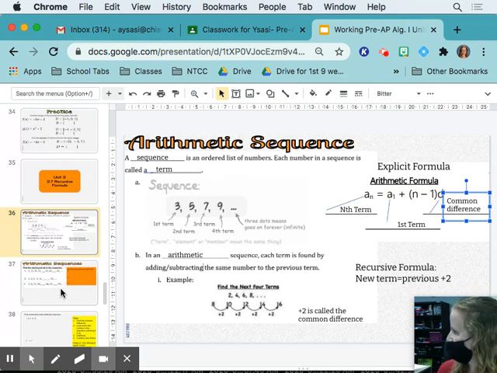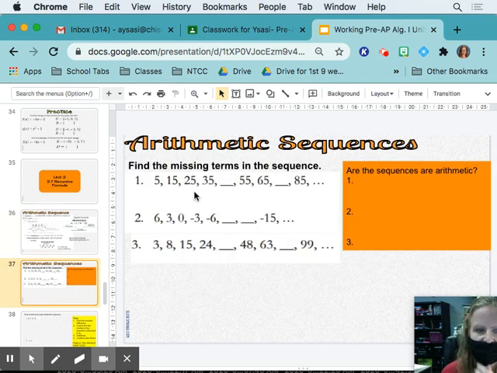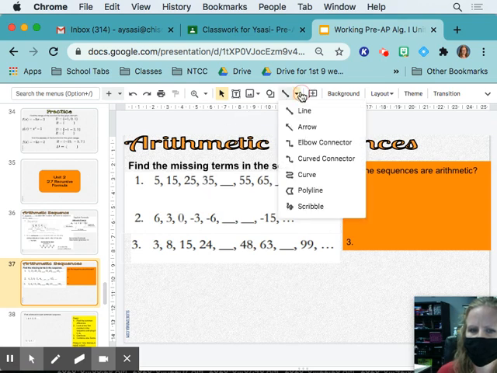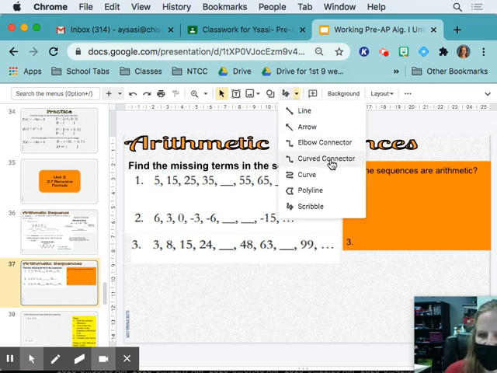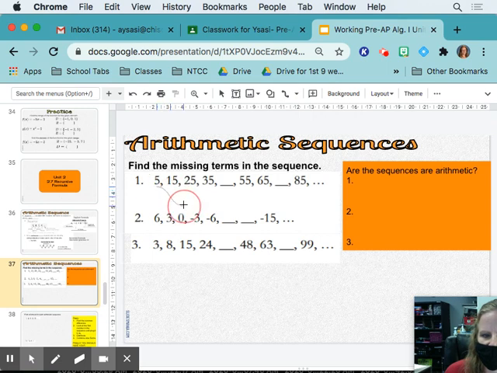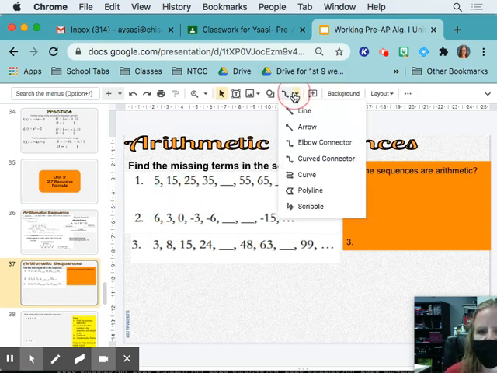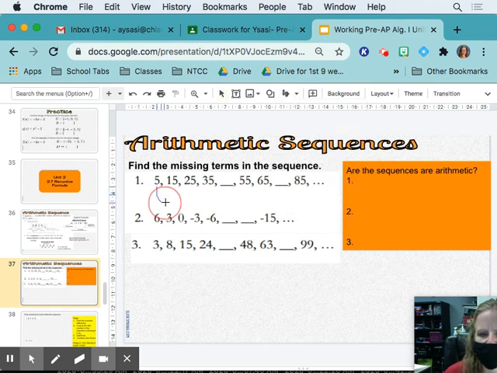You ready for the next slide? Okay. Arithmetic sequence. Find the missing terms in the sequence and then determine if the sequences are arithmetic. 5, 15, 25, 35. So what is that? That should be like an arrow. That looks funny. Let's see. Curved connector, maybe? Can I do that? No. I just need to do like this. That looks funny. It's not going to work.